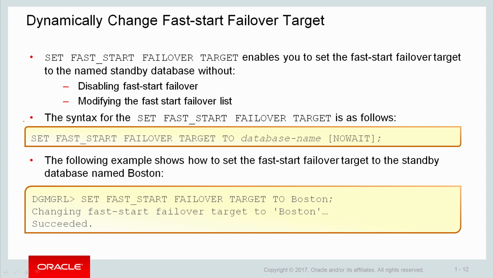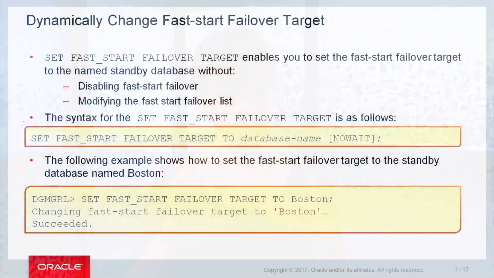The broker will have the first standby database on that list as its failover target. But if that failover target goes offline for some reason, it will fail over its failover target, if you like, to the next database on the list. If you wanted to put it back to the first database on the list, this would require you to disable the fast-start failover and maybe modify the fast-start failover list as well. But not in 19c. In 19c, we can set the fast-start failover target without having to disable the fast-start failover or modifying the fast-start failover list.